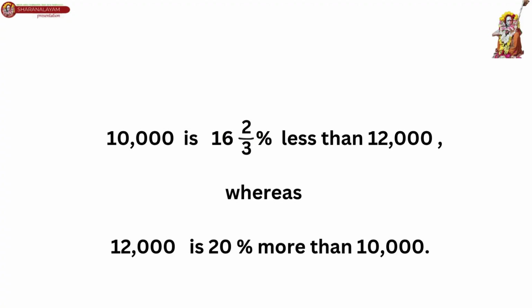So 10,000 is 16 2/3% less than 12,000, whereas 12,000 is 20% more than 10,000.